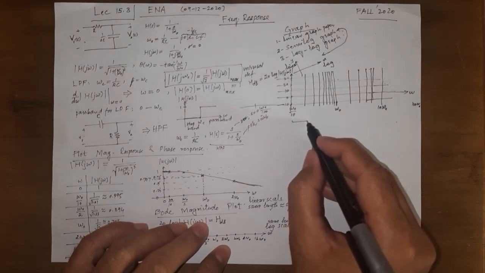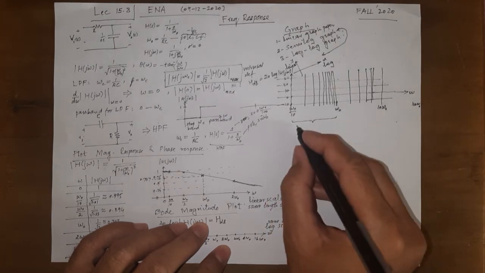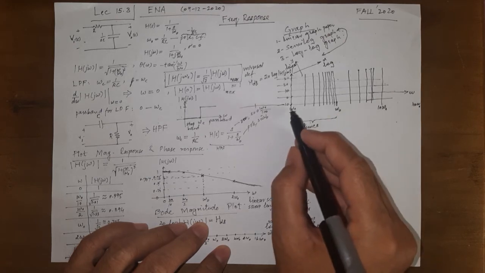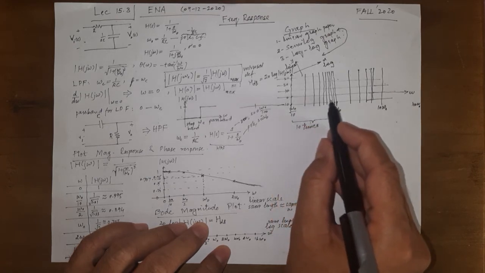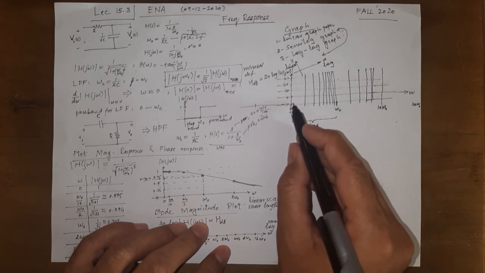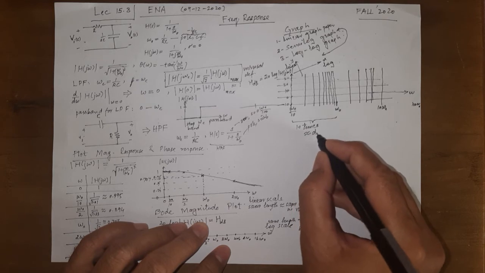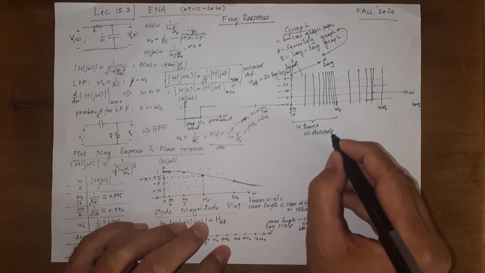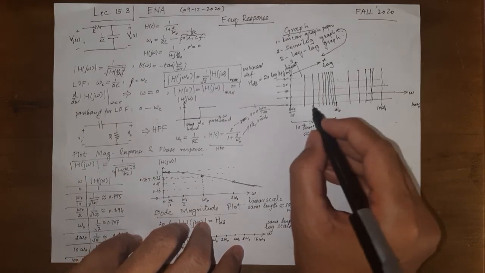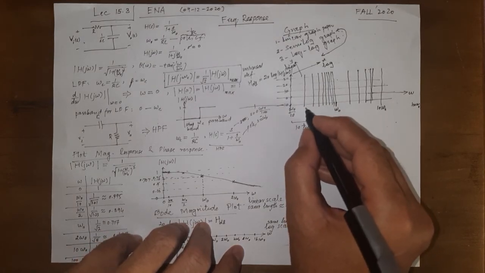So this distance is a change of 10 times. If you go from here to here, it is an increase by 10 times. If you come back from here to here, it is a decrease by 10 times. This distance is known as a decade, a 10 times difference.